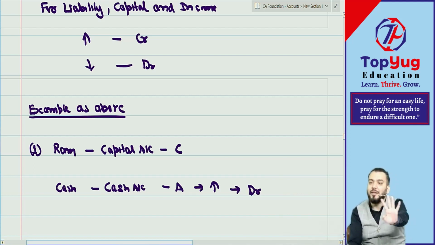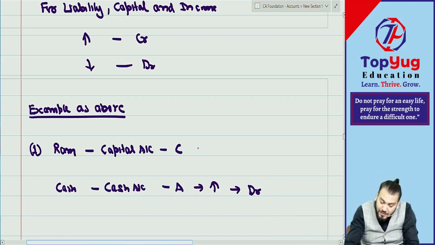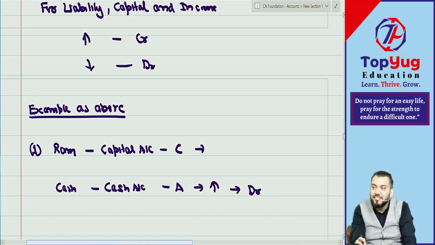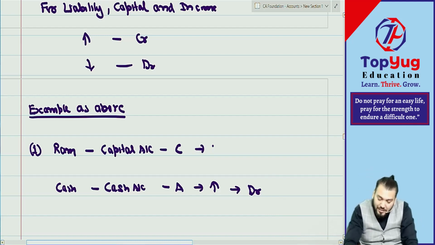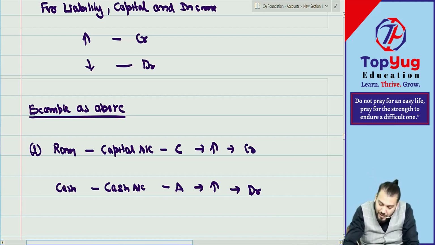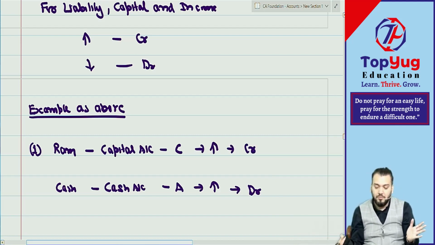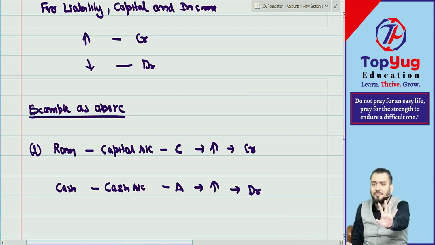For asset and expense, same rules. Asset and expense will have a debit balance. So increase will be debit, decrease will be credit. For capital, income and liability, same rules. Capital, income, liability will always have a credit balance. So increase will be credit, decrease will be debit. Simple rule. Now tell me, capital of the business is increasing or decreasing? Increasing only. So capital will also increase. So increasing capital will be what? Credited. Understood?